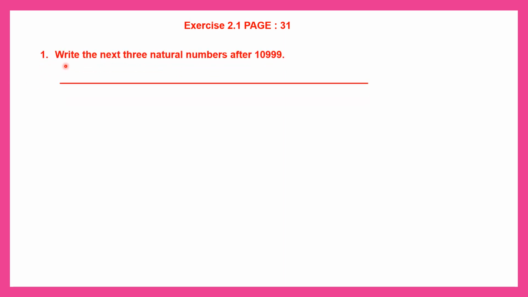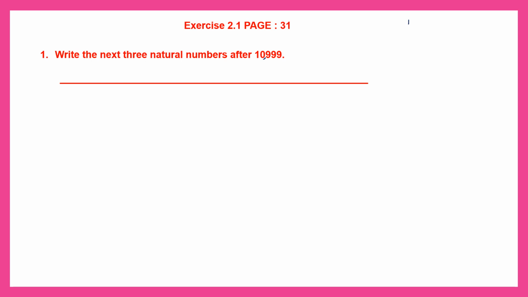Question 1. Write the next three natural numbers after 10,999. So when you have a large number like this, when you place commas in the right places, you'll be able to read it better. So natural numbers are all counting numbers starting from 1, isn't it? Now to find the next three numbers after 10,999, we have to keep adding 1 to each number.